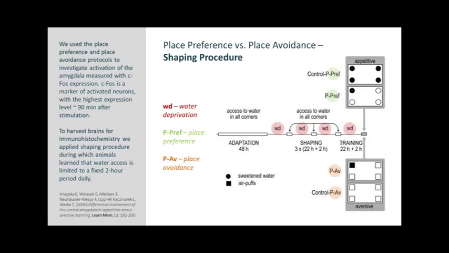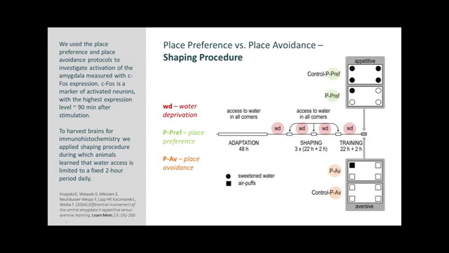The highest expression of CFOS is between 90 minutes to 2 hours after the stimulation. So we need to take the brains at this certain time point following the training. To synchronize animals' activity, we used a shaping procedure in which animals had limited access to water, only for 2 hours per day. It's marked here as water deprivation.